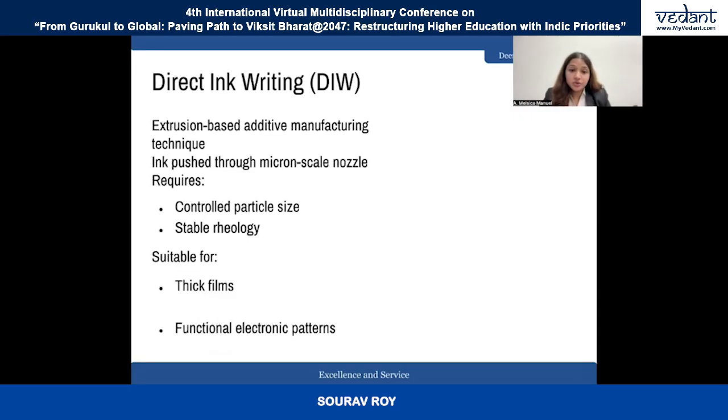Direct writing is an extrusion-based additive manufacturing technique where ink is pushed through a micron-scale nozzle. It is suitable for printing thick films and functional patterns, but it is highly sensitive to particle size and rheology. Poorly dispersed or large particles can easily cause nozzle clogging, highlighting the importance of particle size control in the ink formulation.